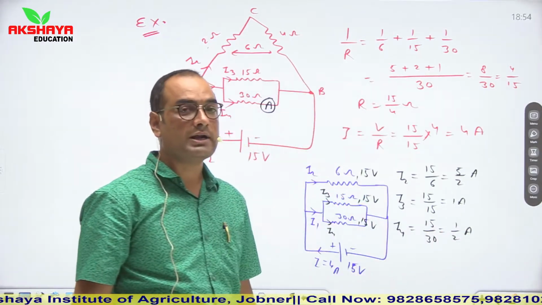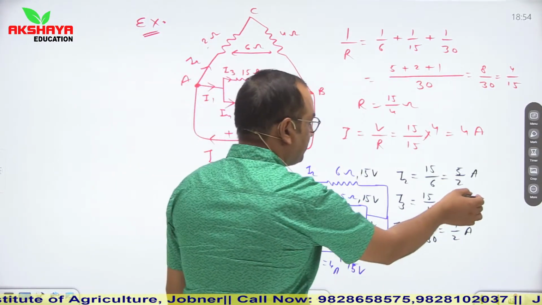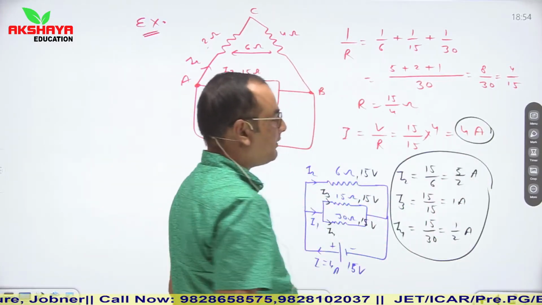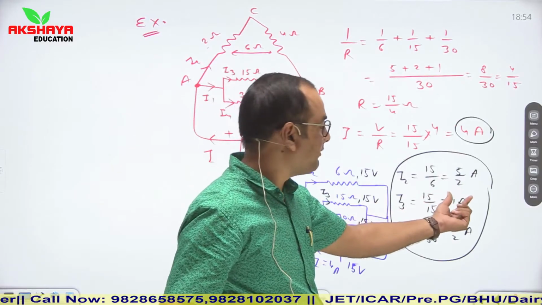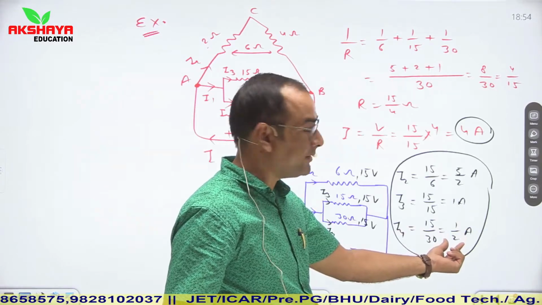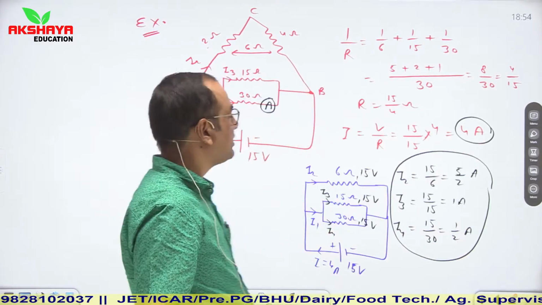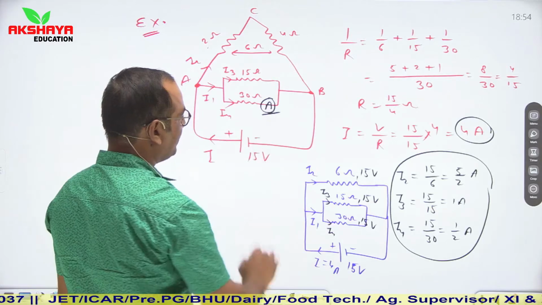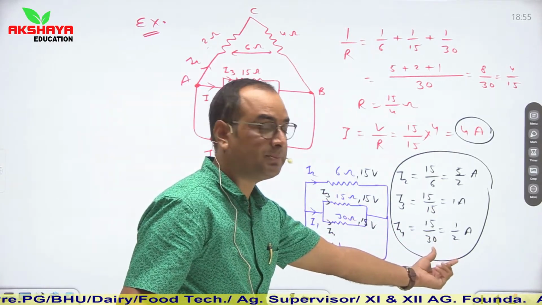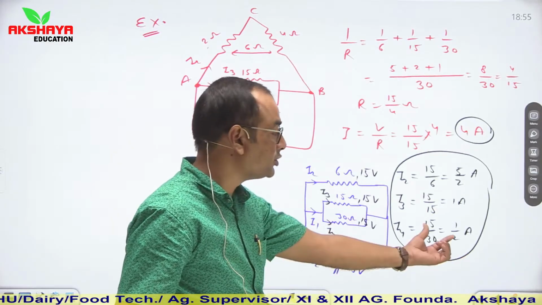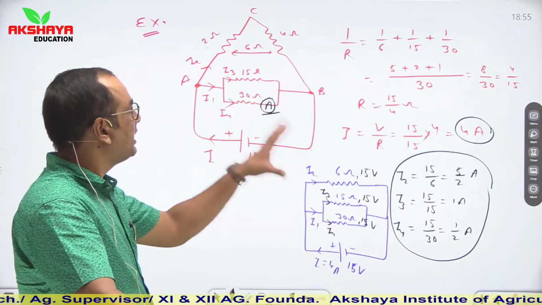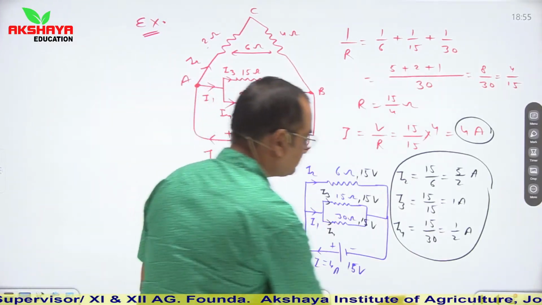So you can cross check your answer from here. Sum of all these three currents should be equal to 4 amperes. So 5 by 2 means 2.5, 2.5 plus 1, 3.5, 3.5 plus 0.5, 4. So it means our answer is correct. So you are asked here reading of this ammeter. So reading of this ammeter is 1 by 2 ampere, or you can say 0.5 ampere. So whatever your options are given, either it is 0.5 or 1 by 2, you can calculate this relation from here. So this is a pattern of question which may be asked.